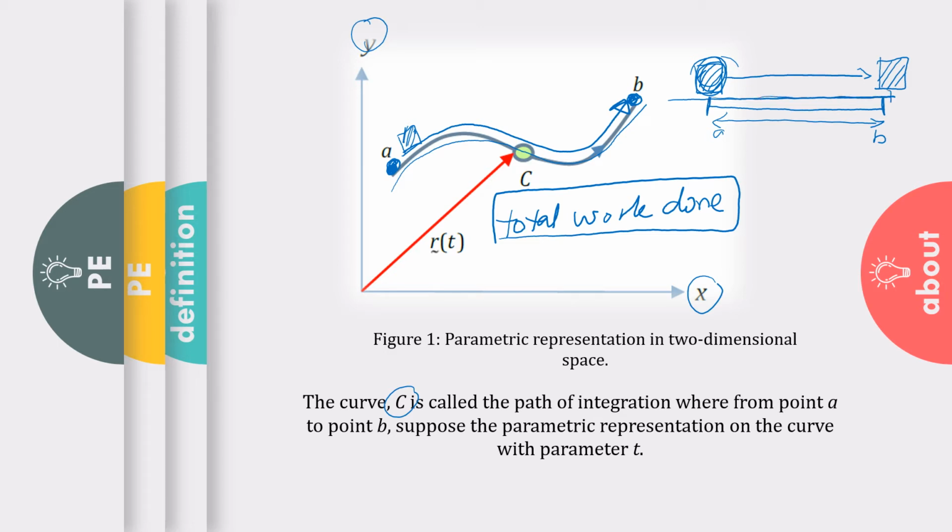Okay, so now the difference is you have to deal with not a flat surface. So that is the difference. In order to find the total work done to move a particle from point A to point B in a vector field, we call it the line integral. Alright?